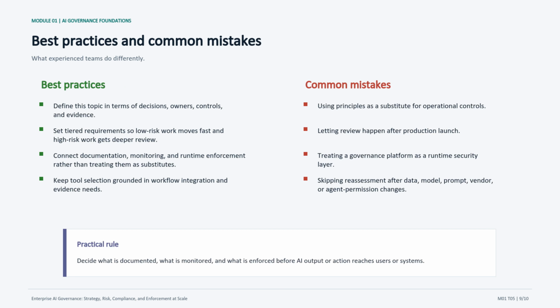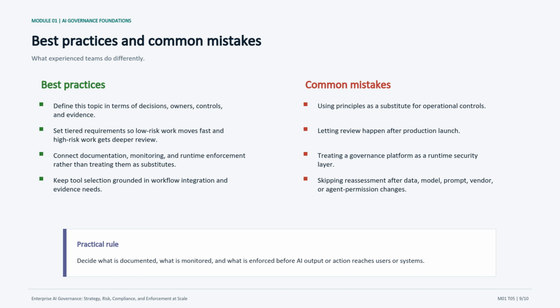Here, I would make the discussion practical and candid. The best practices are the habits that keep types of AI systems, predictive ML, Gen AI, copilots, agents, and multimodal systems connected to decisions, owners, controls, evidence, and actual system behavior.